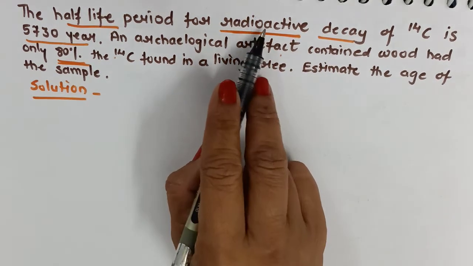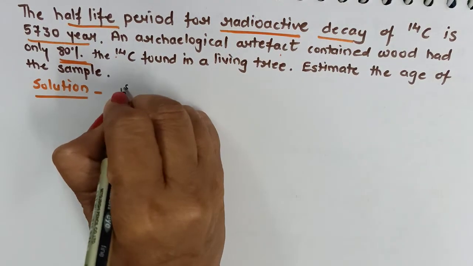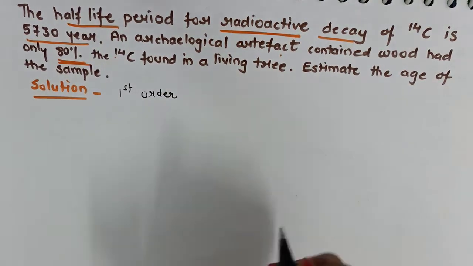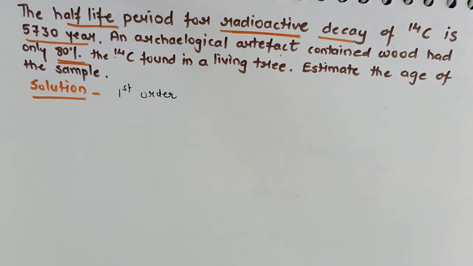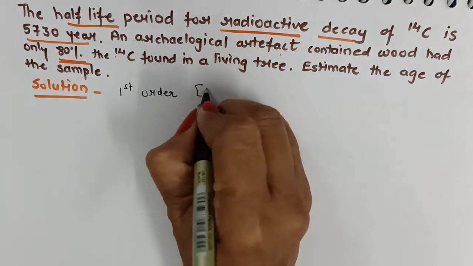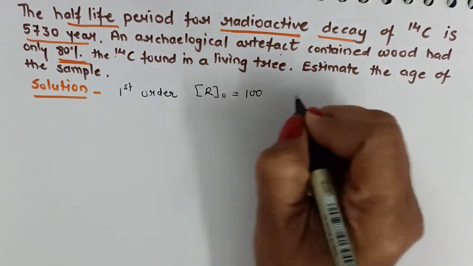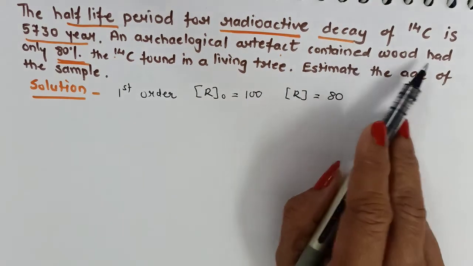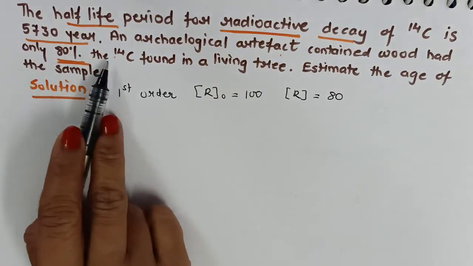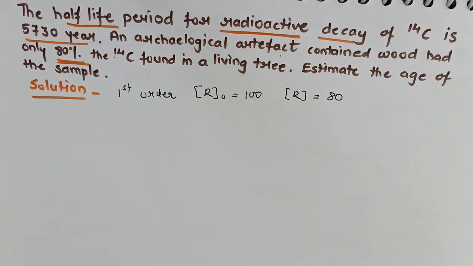The very first thing is, it is saying it's a radioactive element. That means it's a first order reaction. Then it is saying that it had 80% in the sample. That means 20% reaction is complete and 80% is left out. So suppose initial concentration we are taking 100. The left out concentration will be 80. Because the language says the artifact containing wood had 80% found in a living tree. Had they said 80% was completed, then the left out concentration would have been 20.